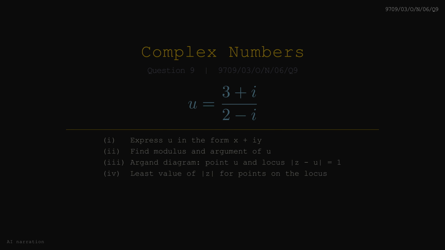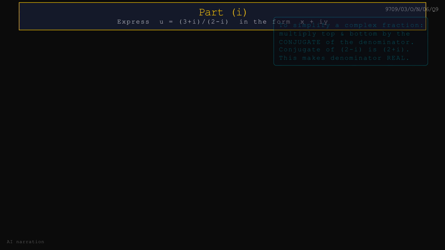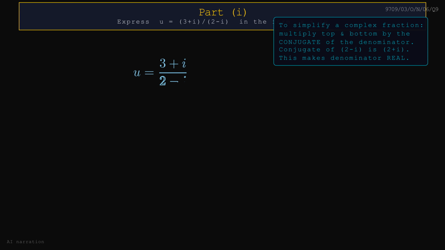Let's start with Part 1. Express u in the form x + iy, showing full working. Multiply top and bottom by the conjugate of 2 − i, which is 2 + i. This makes the denominator real. Start with u equals (3 + i) over (2 − i). Multiply numerator and denominator by 2 + i.